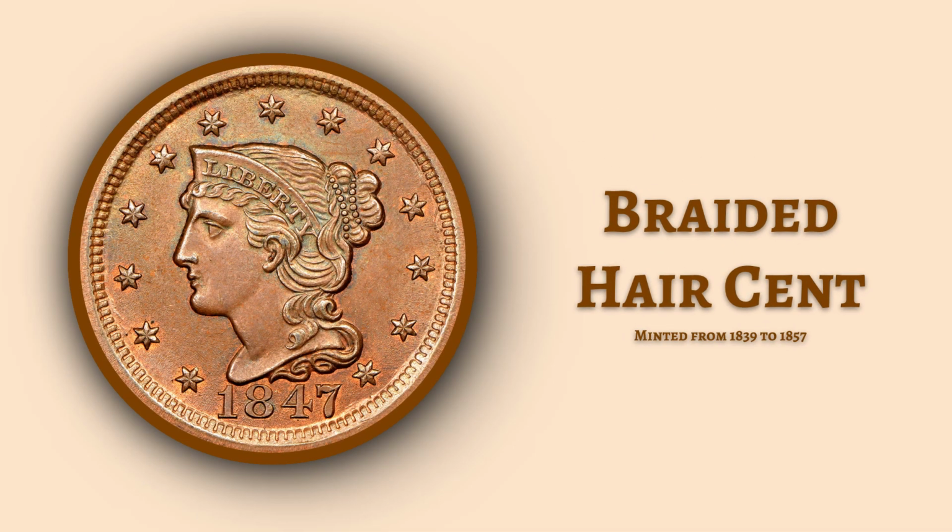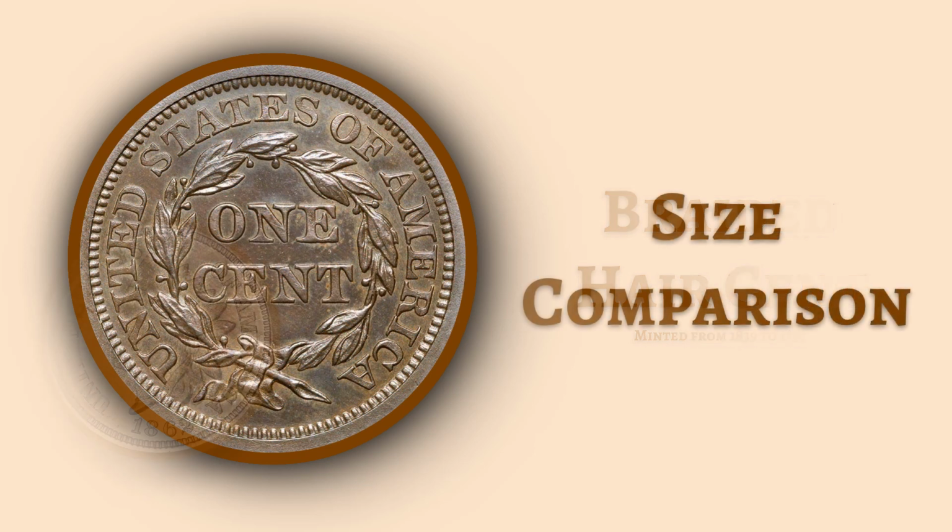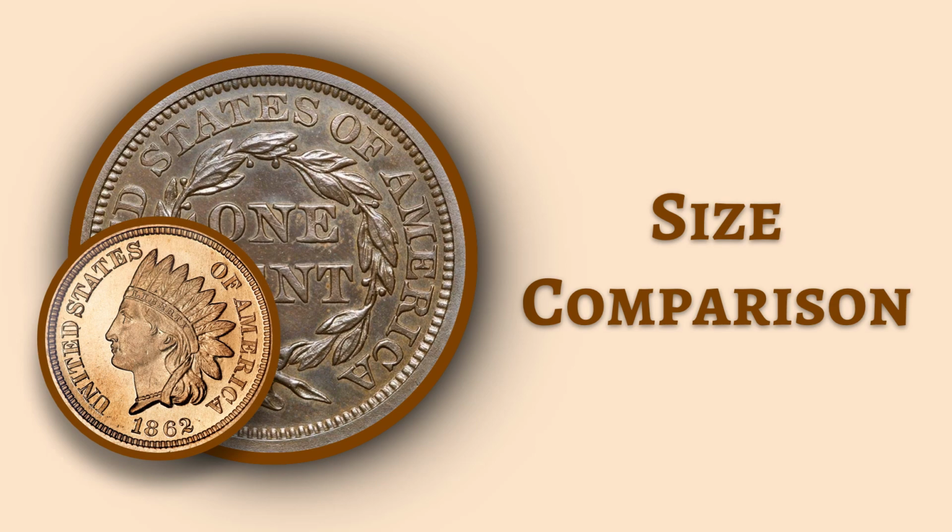Braided hair cent, minted from 1839 to 1857. This design was the last to be a large cent until the small cent emerged with a new size, design, and composition. The only difference in the design throughout the minting was the enlargement of the portrait. After copper prices began to rise, and people were always complaining about the size of the large cent, they made the cent smaller, to its current size.